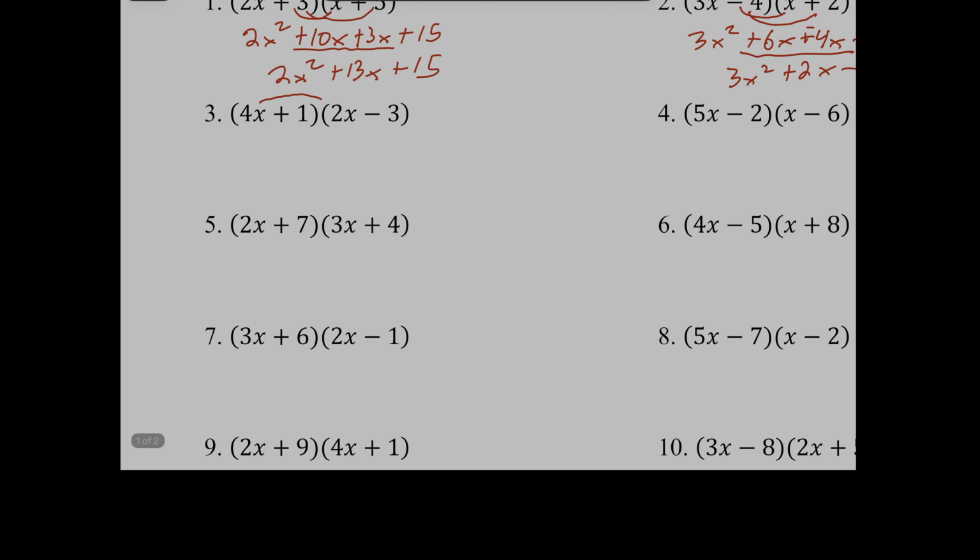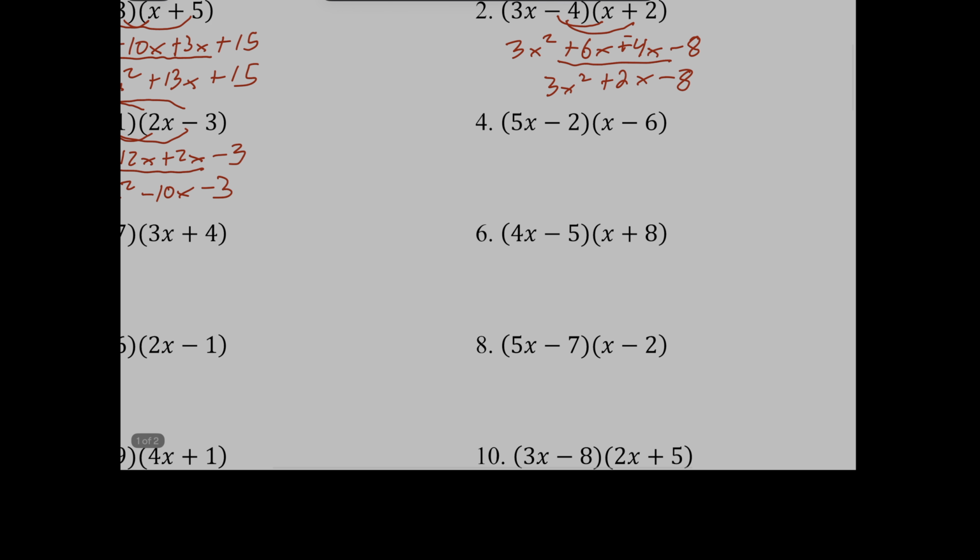Let's go on to number 3. Let's go first. What's 4x times 2x? Well, that's going to be 8x squared. What's 4x times negative 3? That's going to be negative 12x. Inners is going to be a plus 2x. And my last is going to be a negative 3. And when we put the middle together, it's going to be 8x squared minus 10x minus 3.